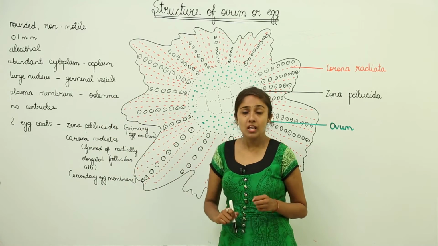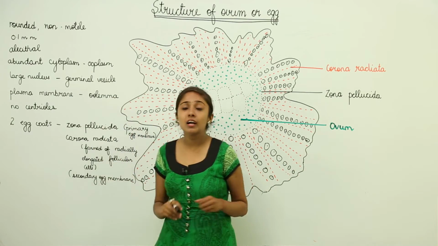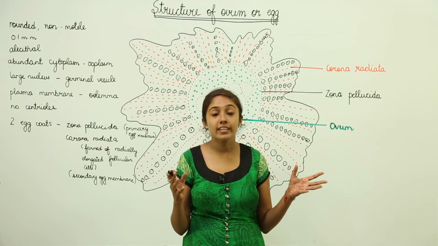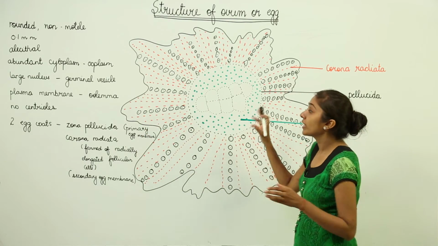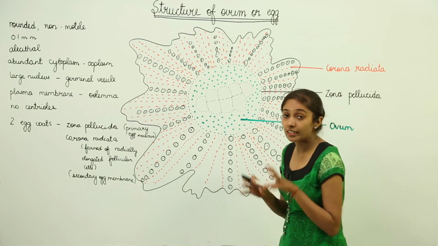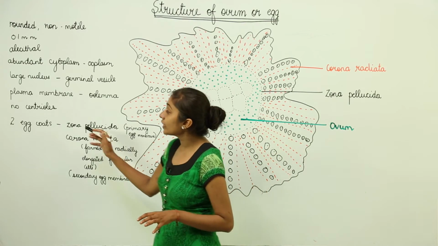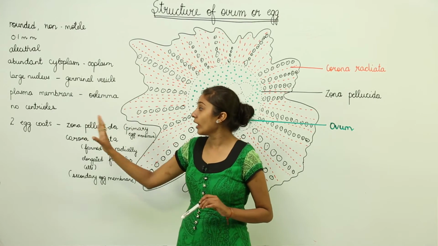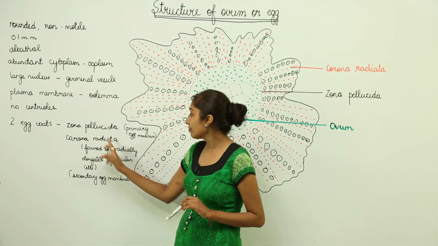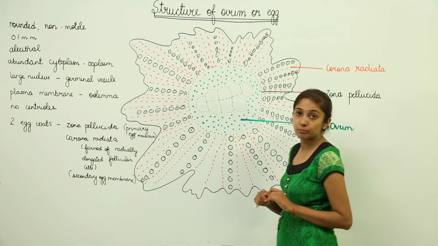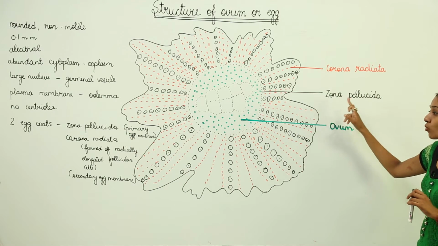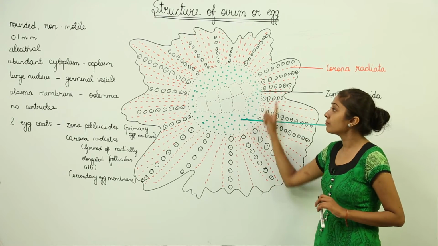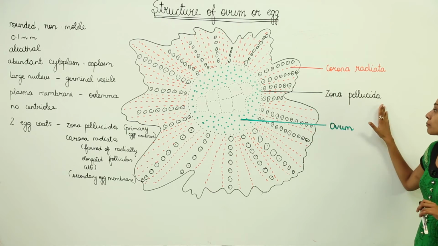It's known as oolemma. So with this oolemma, there are many tiny projections which help in the absorption of food from outside when the ovum is getting mature in the ovarian follicle, in the Graafian follicle. Then there are no centrioles, and the ovum has two egg coats. We have the primary egg membrane and the secondary egg membrane. The primary egg membrane is zona pellucida. So it is a very thin inner membrane. So it is the primary egg membrane which we call as zona pellucida.